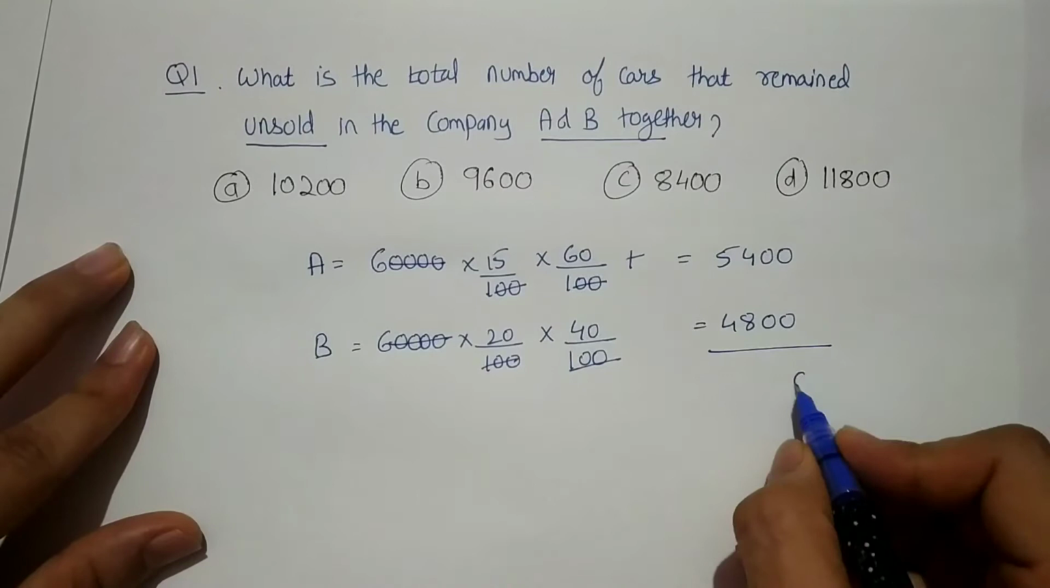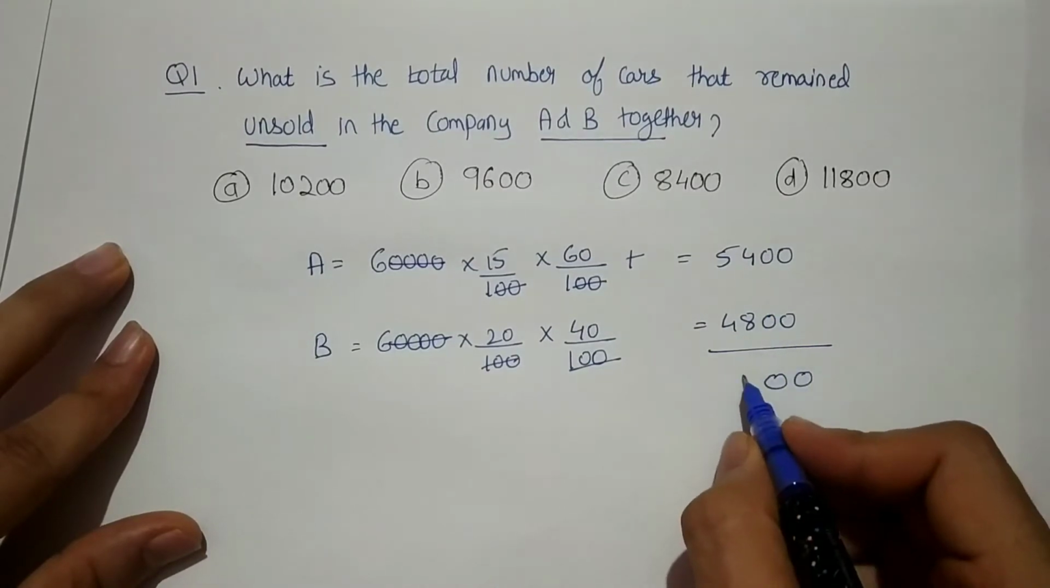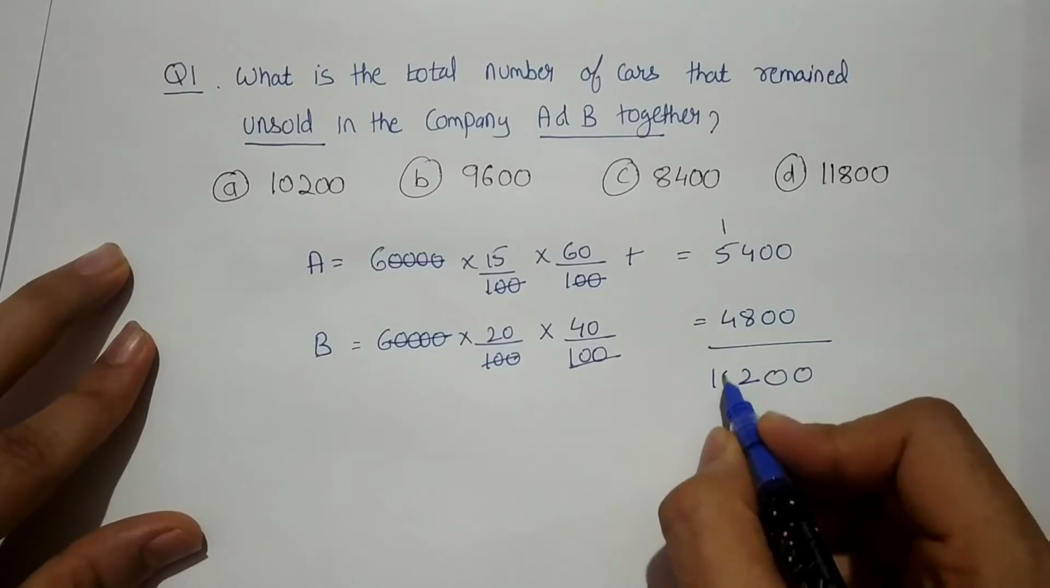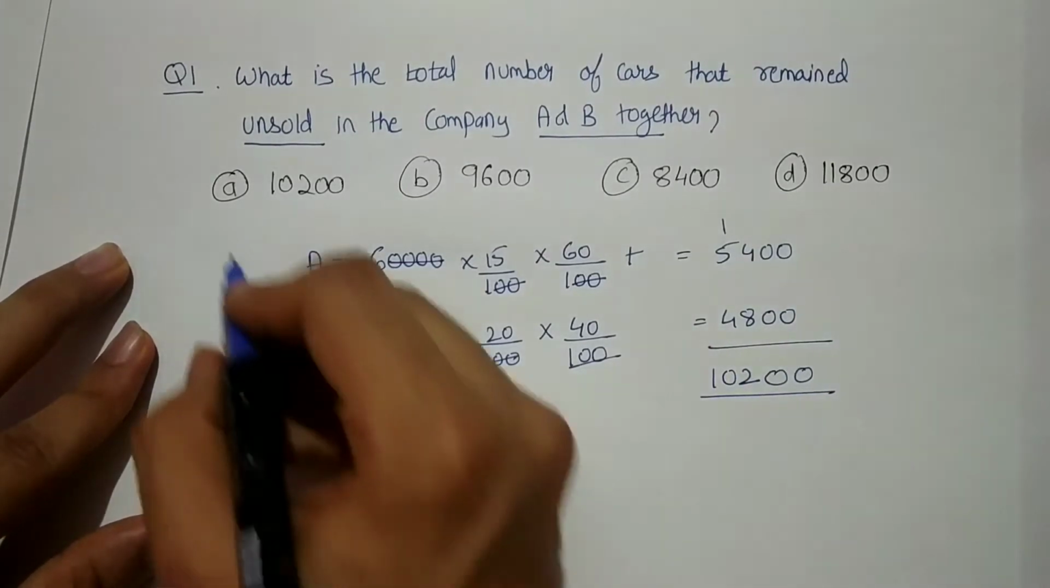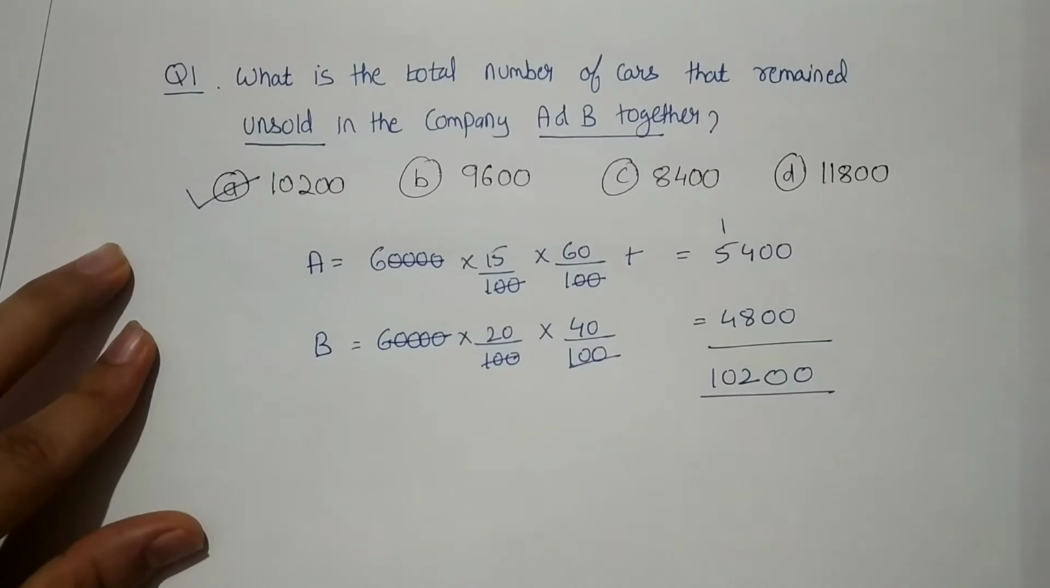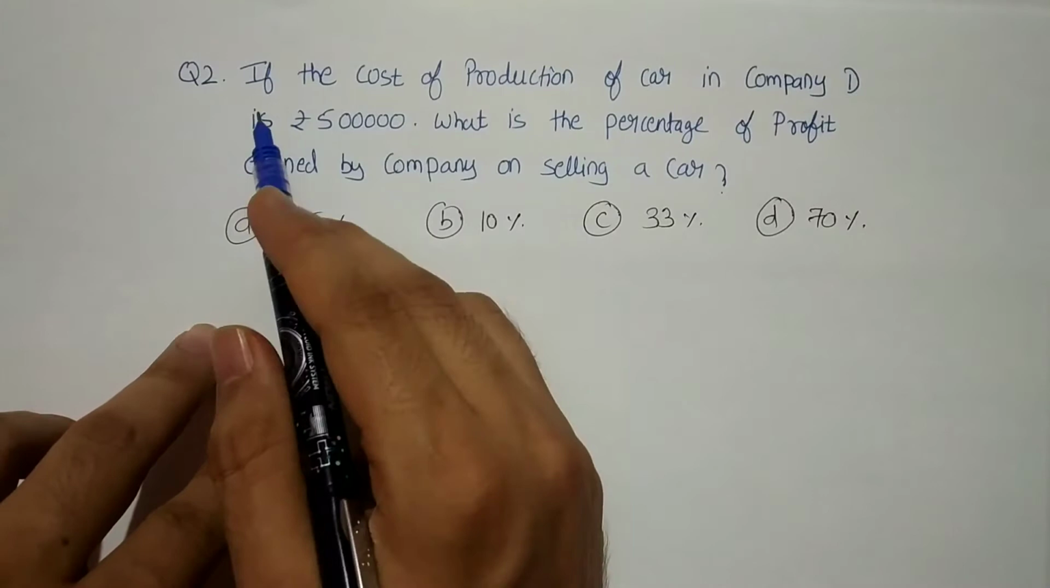So now total of this: 0 plus 0, 0, 0; 0 plus 8 is 8; 4 plus 8 is 12, 2 carry 1; 5 plus 4 is 9, and 1 is 10. So what is the right answer? The right answer is 10,200 cars are unsold for A and B together. So let's go to question number 2.